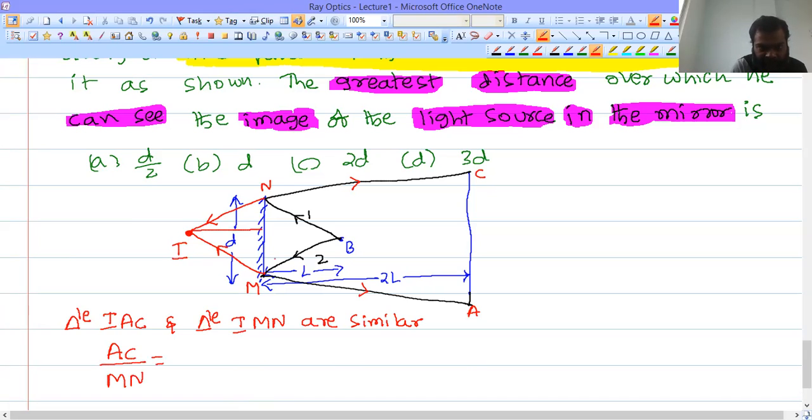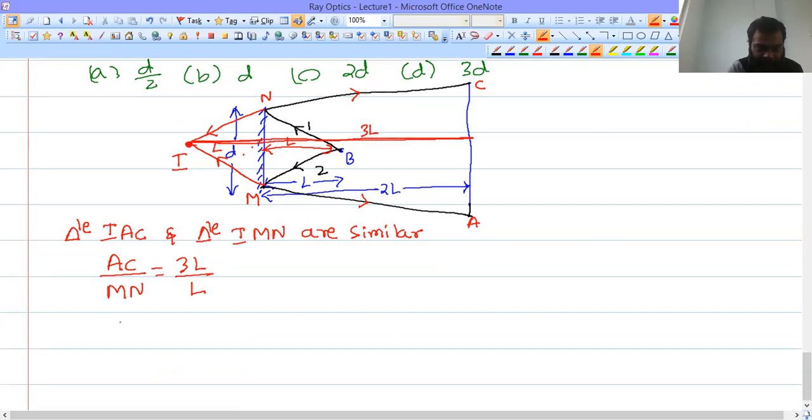Here it is 2L. So this distance is L, which means the distance from I to the mirror will also be L. So the total distance, L plus 2L, will be 3L. So 3L by L is AC by MN, which is 3. So AC must be 3D.